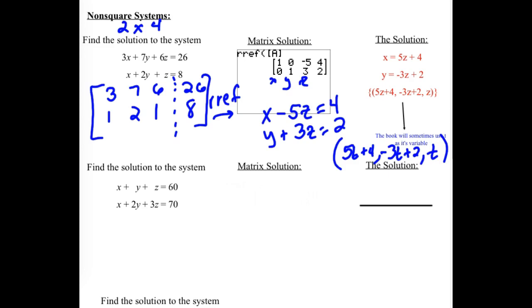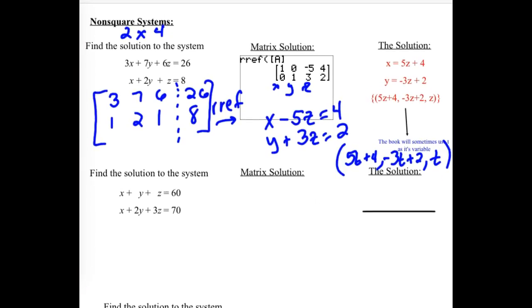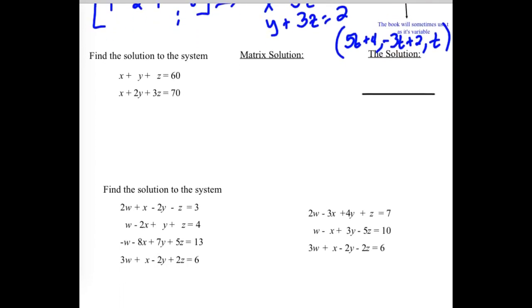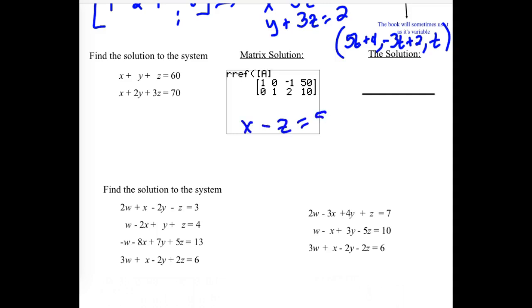Okay. Next one. Go ahead and enter it as a matrix, and use your RREF. All right, checking our solution. Okay, we got our solution. Top row says we have an x minus a z equaling 50. Second row says we have y plus 2z equaling 10.